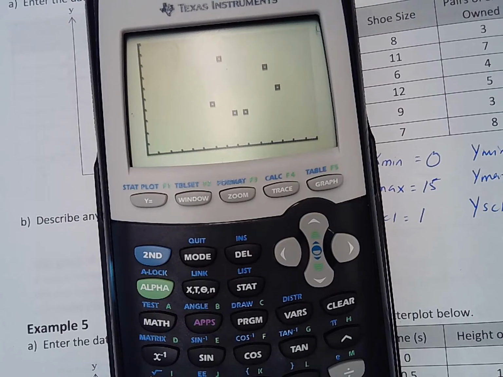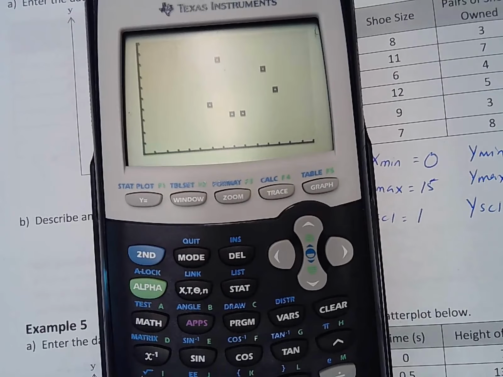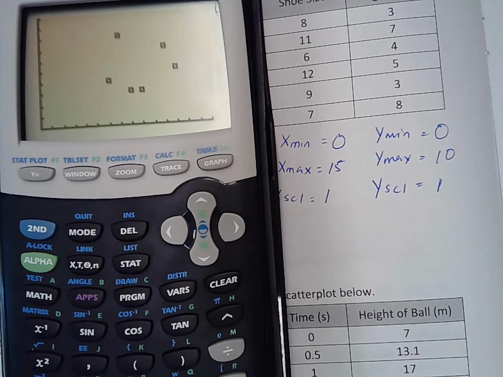And press graph. So you enter your values, you change the window, and now we're pressing graph. Wait, did you put in the Y values? Okay.